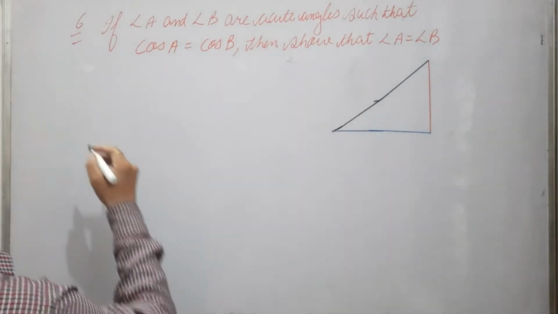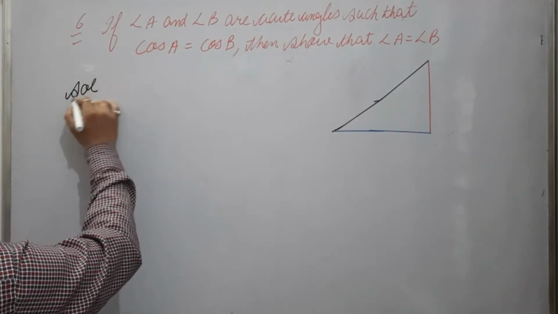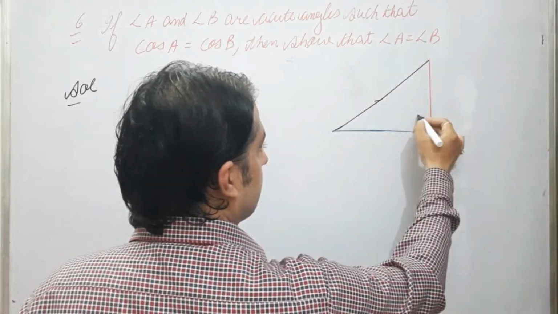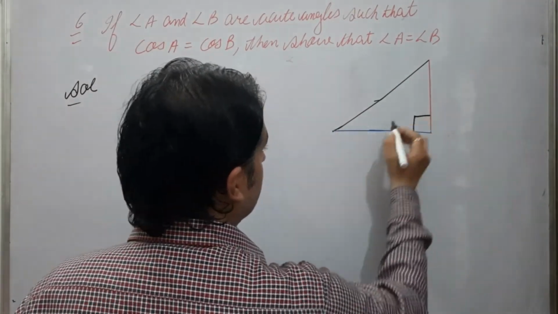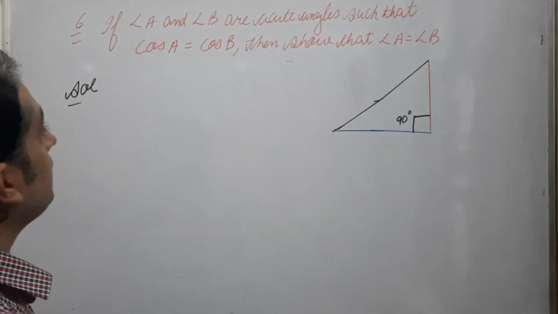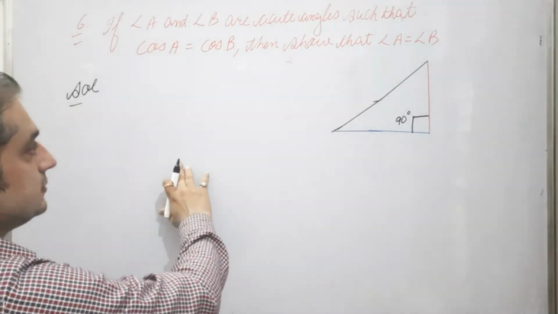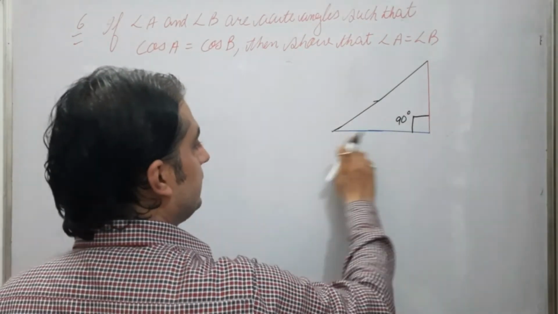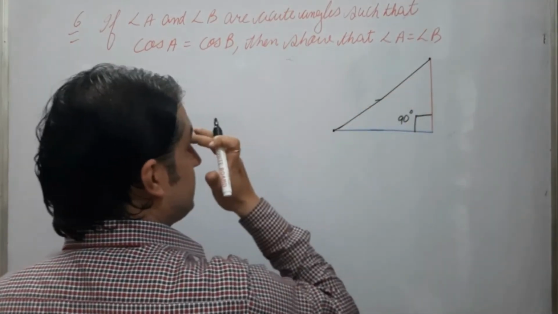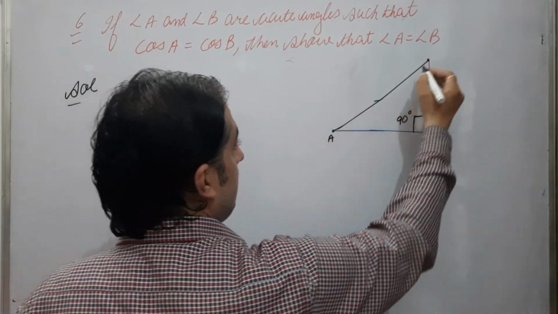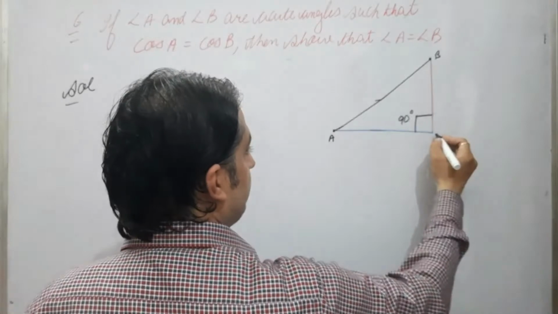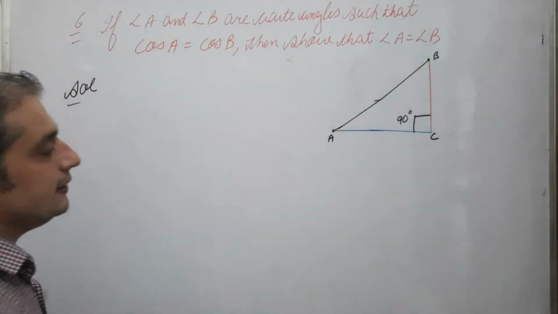So the solution of this question is, first of all, draw a right angle triangle in which A and B are acute angles. Other than this 90 degree, you can take these two vertices as A and B. These are two acute angles, right? And complete the name of the triangle, that is C. So ABC is a right angle triangle.